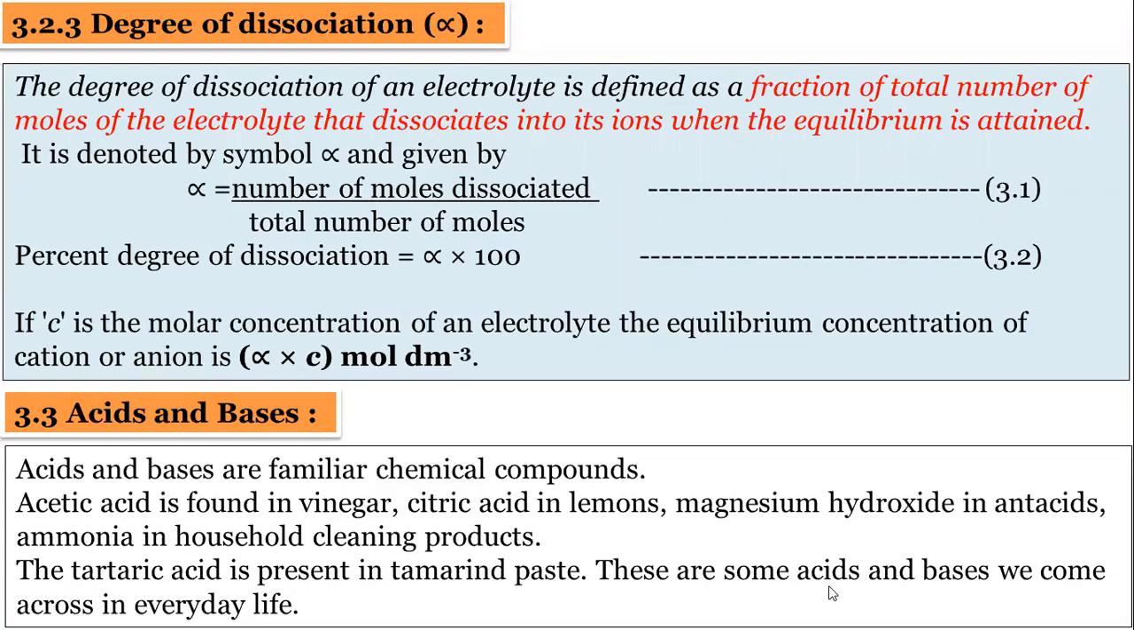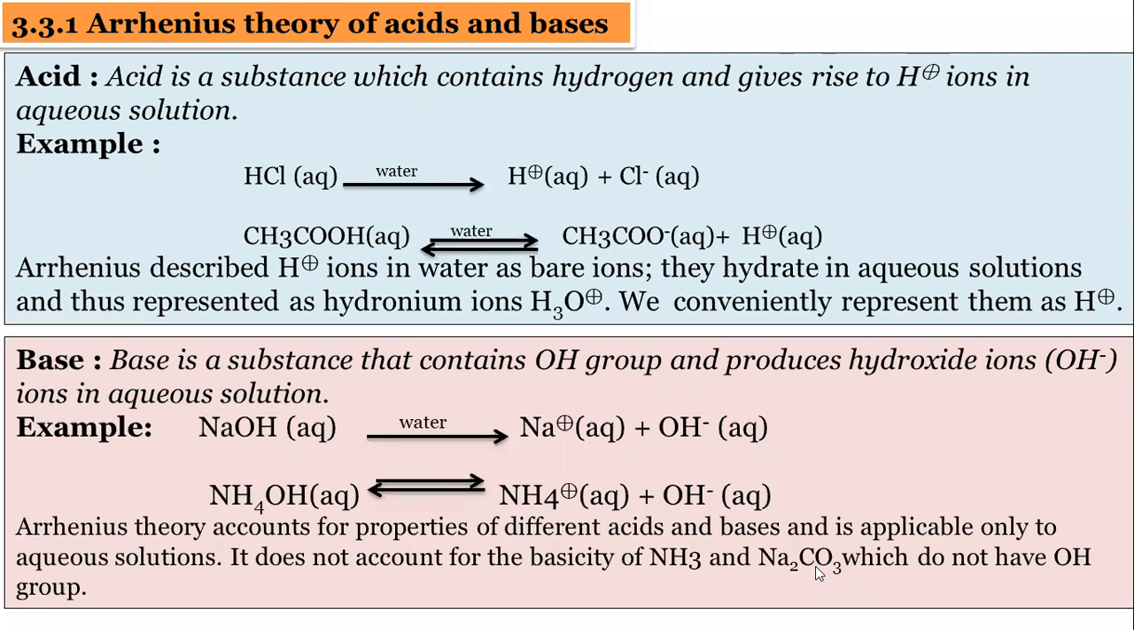But what is meant by acid and what is meant by base is explained by different scientists. So the different scientists' theories are given. First one is the Arrhenius theory. These are the theories of acids and bases, remember. Arrhenius is the name of the scientist who gave the definition of what is meant by acid and what is meant by base. So according to Arrhenius, what is acid? An acid is a substance which contains hydrogen, remember.